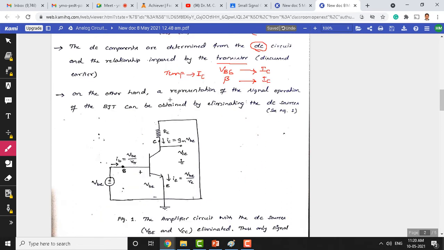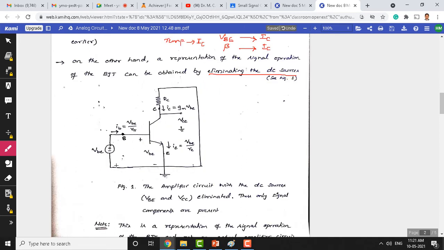On the other hand, if you look at the AC component, which is the representation of the signal operation of the BJT, you can obtain it by eliminating the DC sources. That means here we are writing the AC equivalent circuit for an amplifier, as you are seeing here. All DC components are removed, and you only see the AC component. For instance, you can see here there is an AC signal which is vbe. This is an AC base emitter voltage that needs amplification.